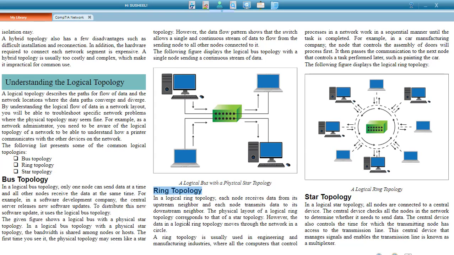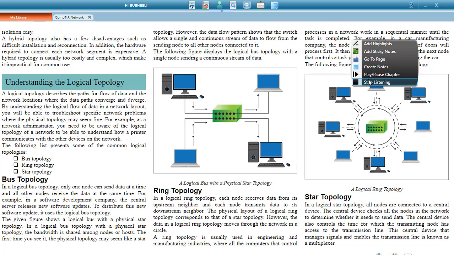Ring topology. In a logical ring topology, each node receives data from its upstream neighbor and each node transmits data to its downstream neighbor. The physical layout of a logical ring topology corresponds to that of a star topology. However, the data in a logical ring topology moves through the network in a circle. A ring topology is usually used in engineering and manufacturing industries, where all the computers that control processes in a network work in a sequential manner until the task is completed.